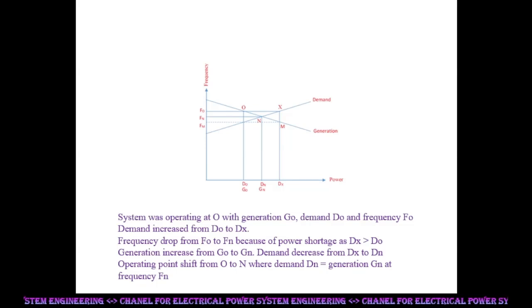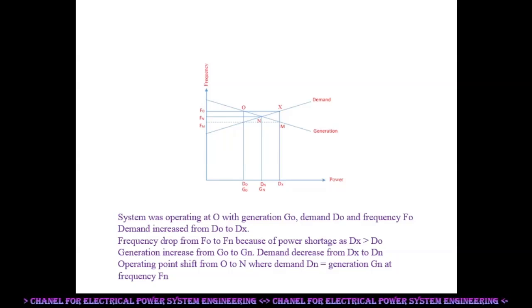This is a chart of active power versus frequency for a power system. Initially, the system is operating at O with generation Go, demand Do and frequency Fo. Now demand increased from Do to Dx. Dx is higher than Do, which means there is power shortage in the system. Therefore, frequency drops from Fo to Fn. Generation increased from Go to Gn as per governor control. Power demand decreased from Dx to Dn. The operating point has shifted from O to N when demand Dn is equal to generation Gn at frequency Fn.